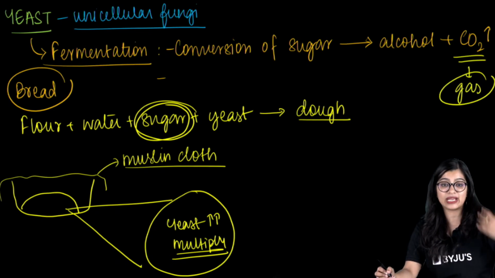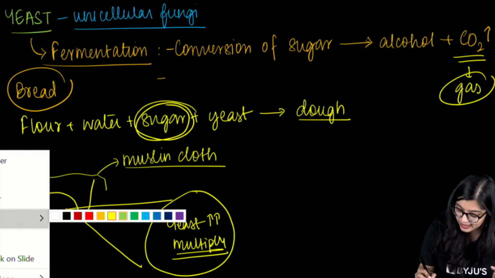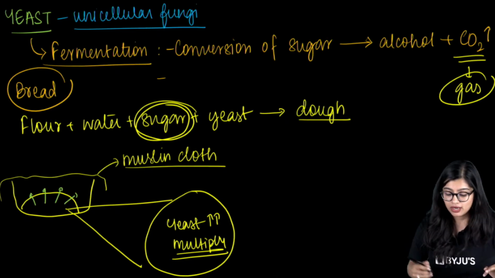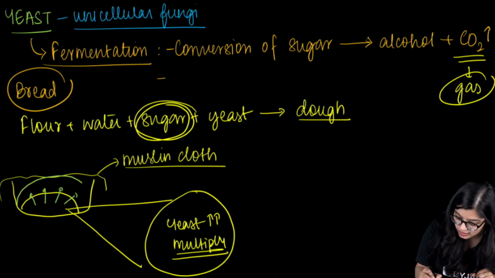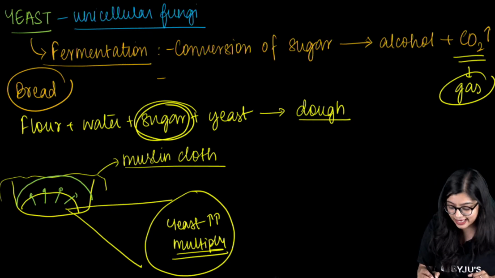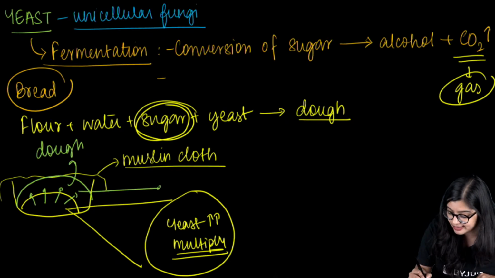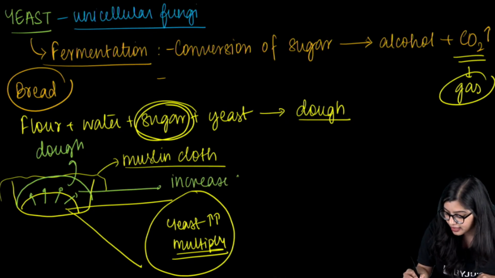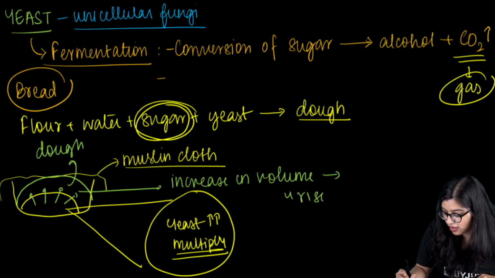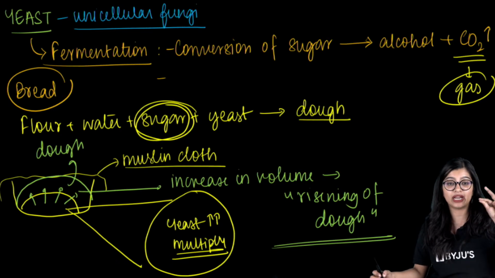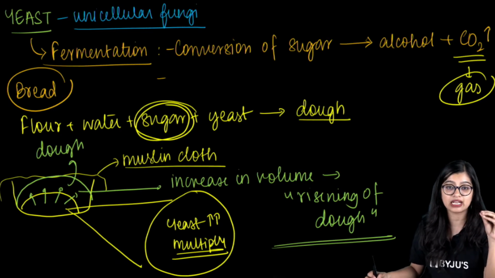So the gas will try to escape, yes? When the gas tries to escape, what happens? The dough will increase in size, or we say it will increase in volume, right? And what do we call this? We call this rising of dough. Why does rising of dough happen? Because of carbon dioxide. So far, are we clear?